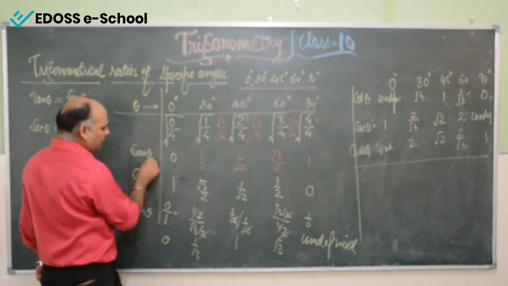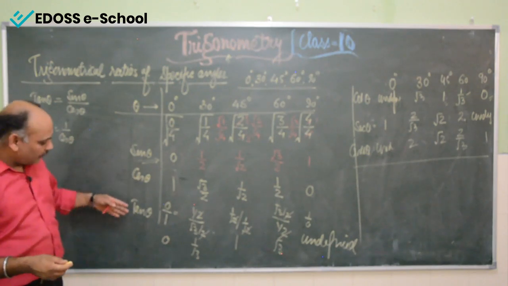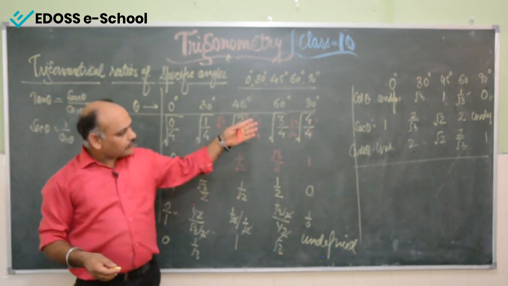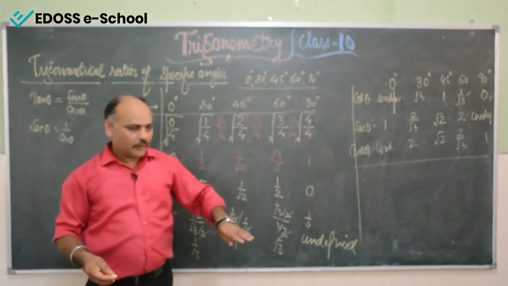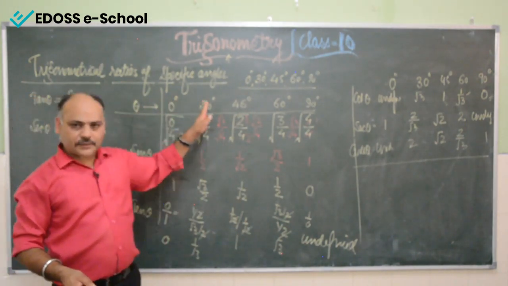Once you find the value of sin theta, then you can find the value of cos, you can find the value of tan theta, and you can find the value of cot, sec and cosec. This was all about the trigonometrical ratios of specific angles.